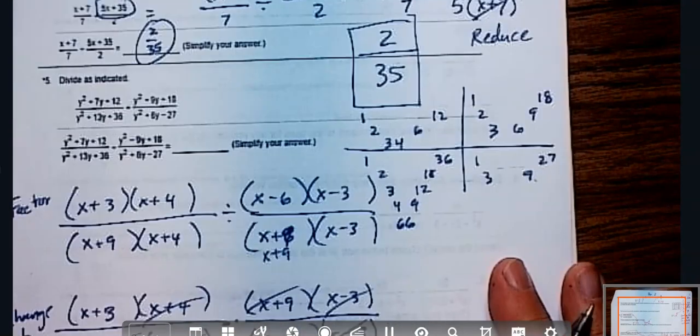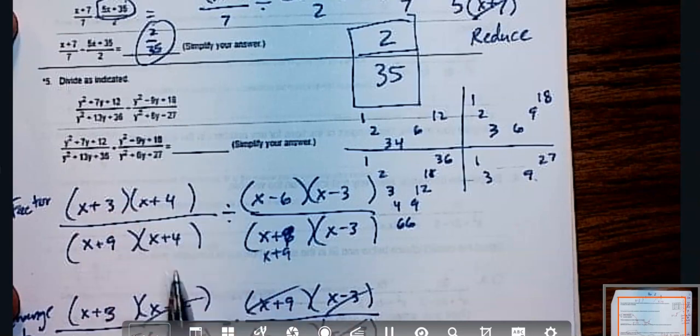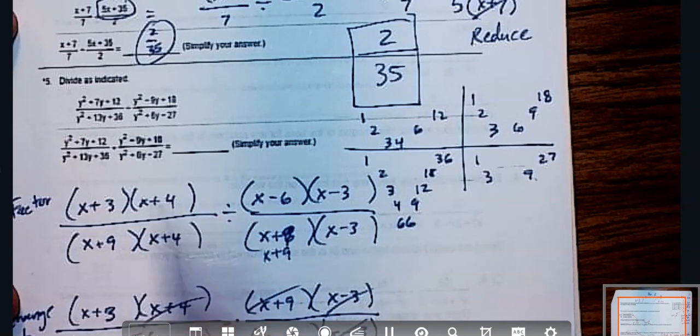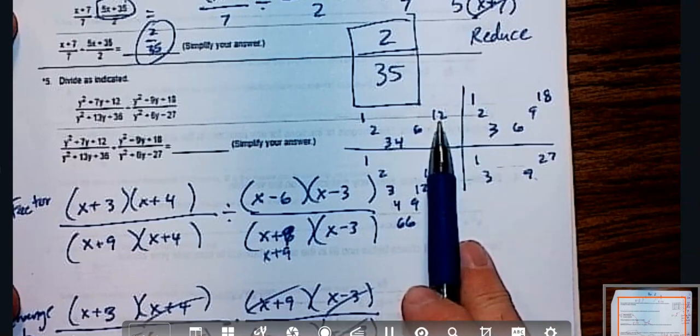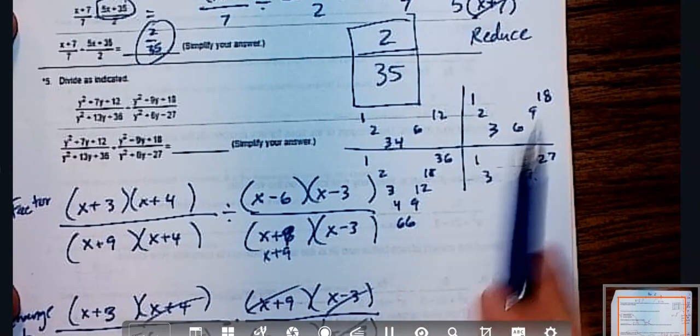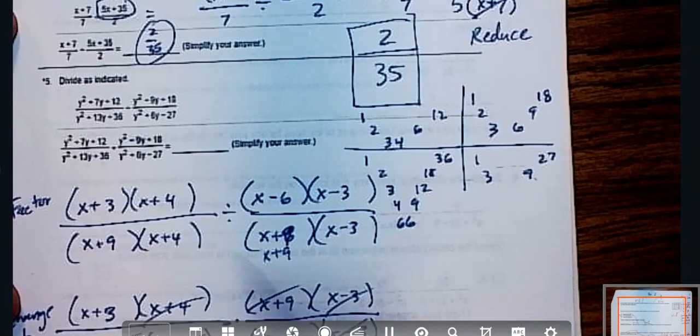Question 5 is another division question. No GCFs. I don't see any there, or there. No GCFs anywhere. Okay, so we can start the factoring process. Now over here, you can see that I kind of separated it into factors of 12, factors of 36, factors of 18, factors of 27. So that you could get the feeling of what you're going to have to select from. What would multiply together to give you this, but add up to this.